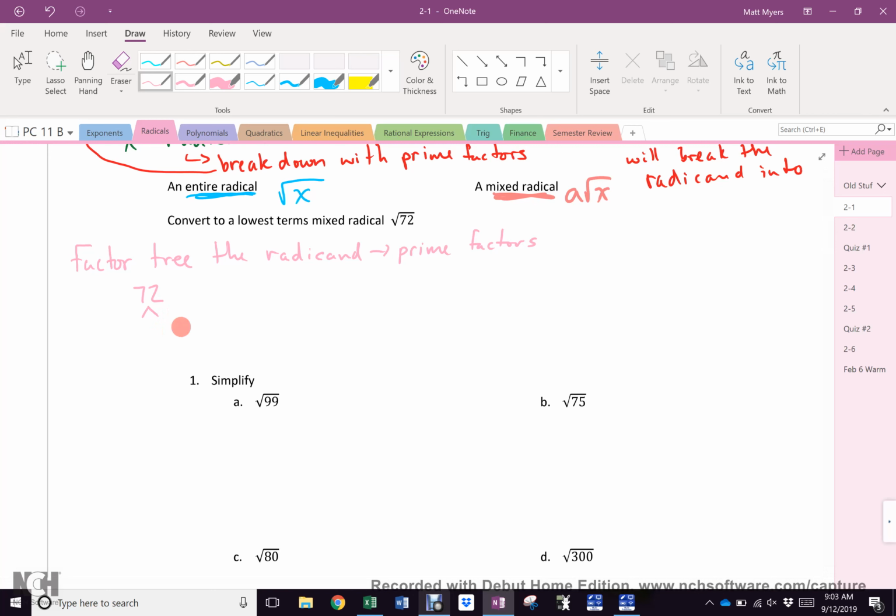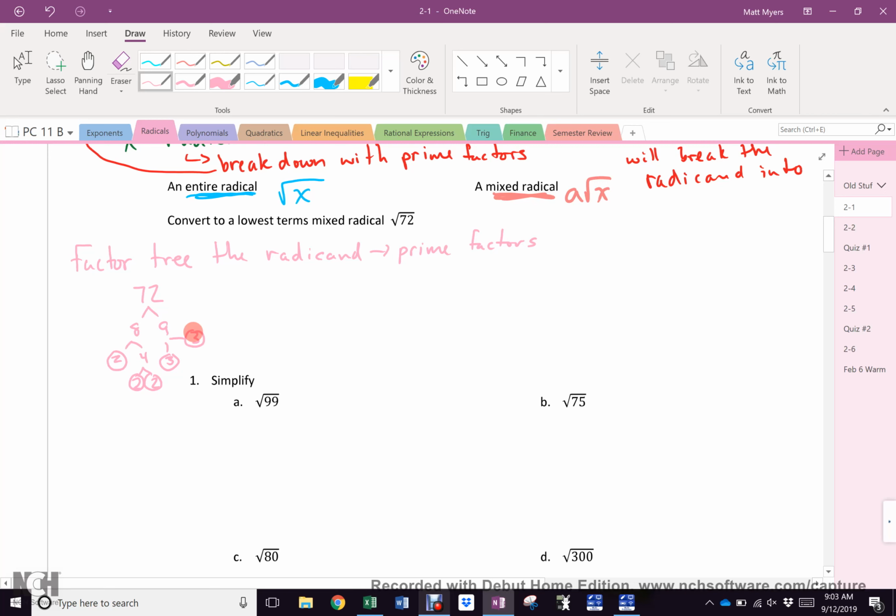You do not stop a branch until you have a prime factor, but it does not matter where you start. Most of you will probably, because you don't remember all the little shortcuts, put 8 and 9 there. That is my guess. Are either of those prime numbers? No. So you will continue to work. 2 and 4. 2 is a prime number. 4 is not. 2 and 2. Now I have prime numbers. 9 is 3 and 3. Now I have prime numbers.